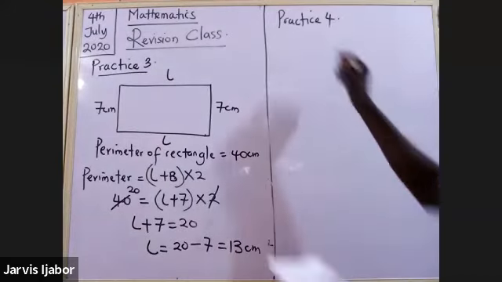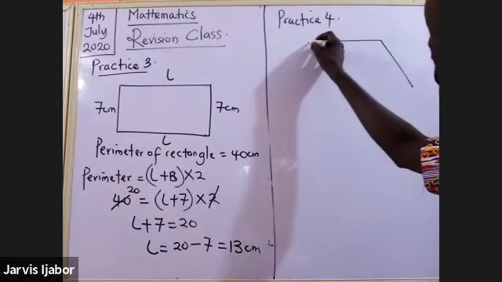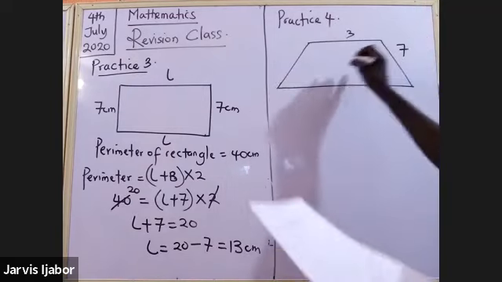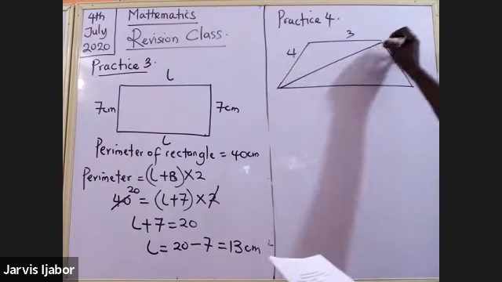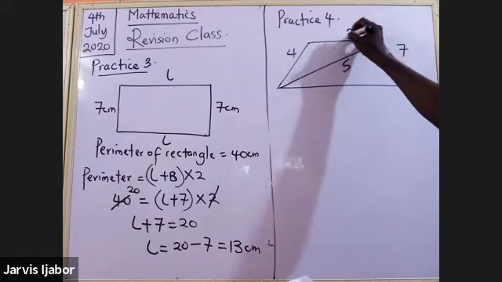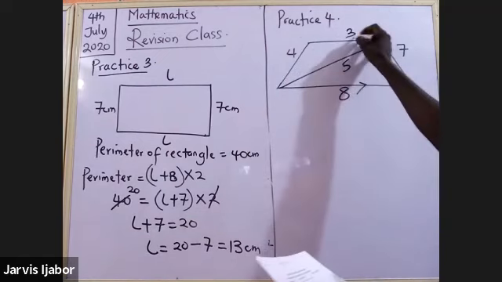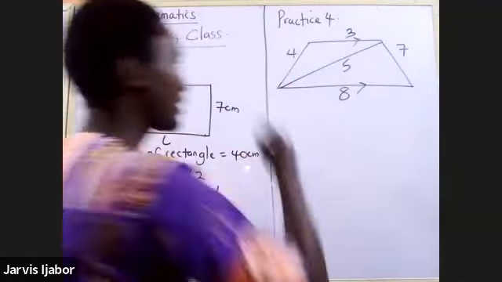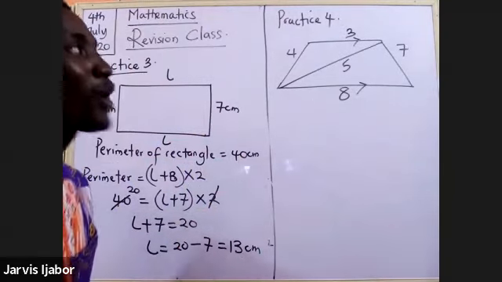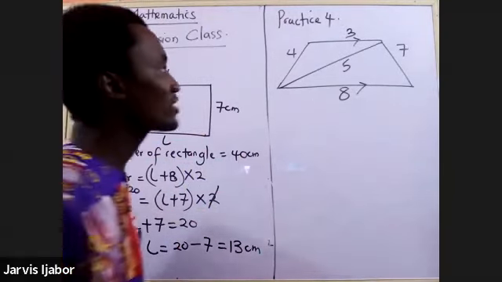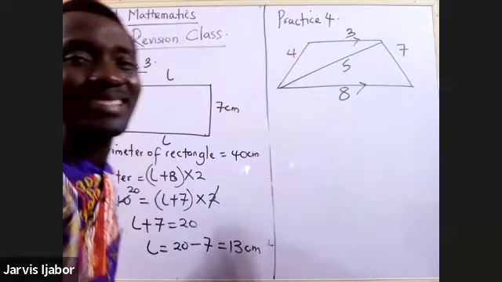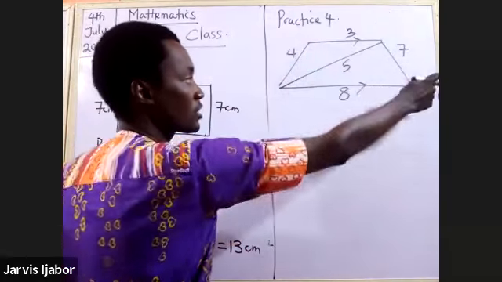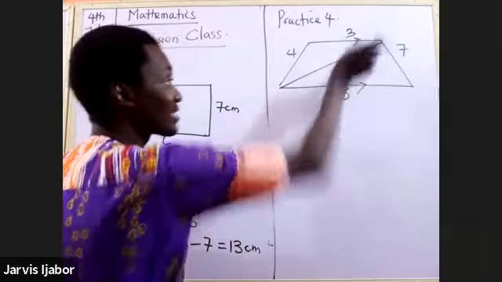A trapezium is drawn. Look at it. The sides are 3, 7, 4, 5, and 8. It's a trapezium. Now you are told to find the perimeter of this trapezium. What your teacher is testing here is which sides you are going to add. We said perimeter is around the figure. So if you start from here, it will be this plus this plus this plus this. You are not to use this at all.